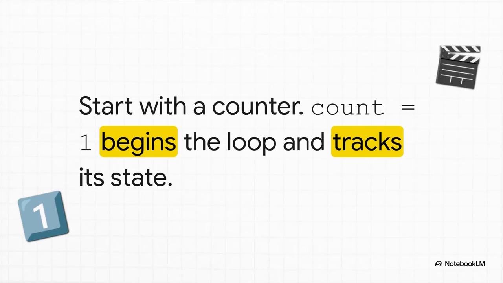Okay, first things first. Every loop has to start somewhere. We kick things off by creating a variable. We'll call it count and set its starting value to 1. This little variable is going to be the heart of our loop's condition.